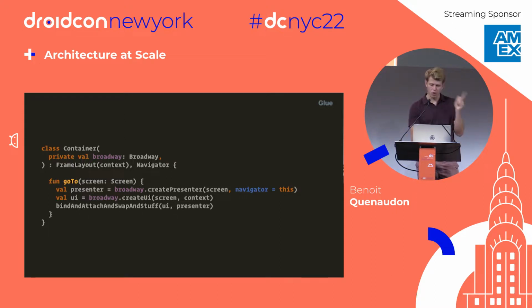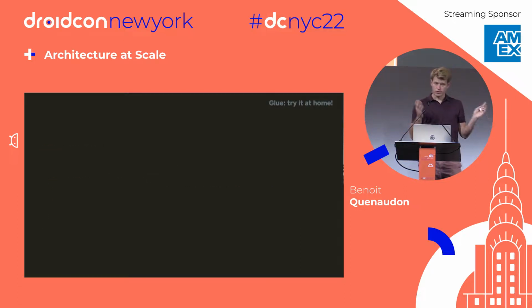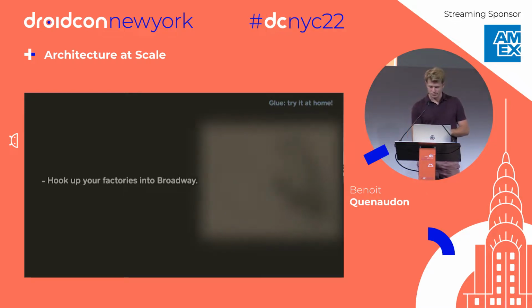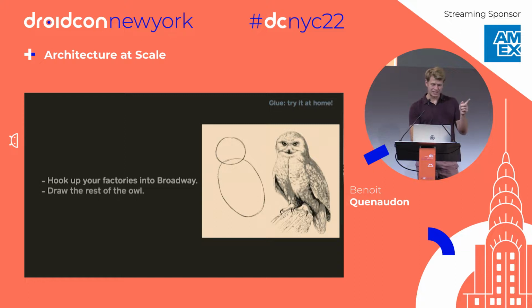So if you want to try it at home, you take Broadway, you hook up your view factories, presenter factories, and then you just draw the rest of the owl. So what is the rest?